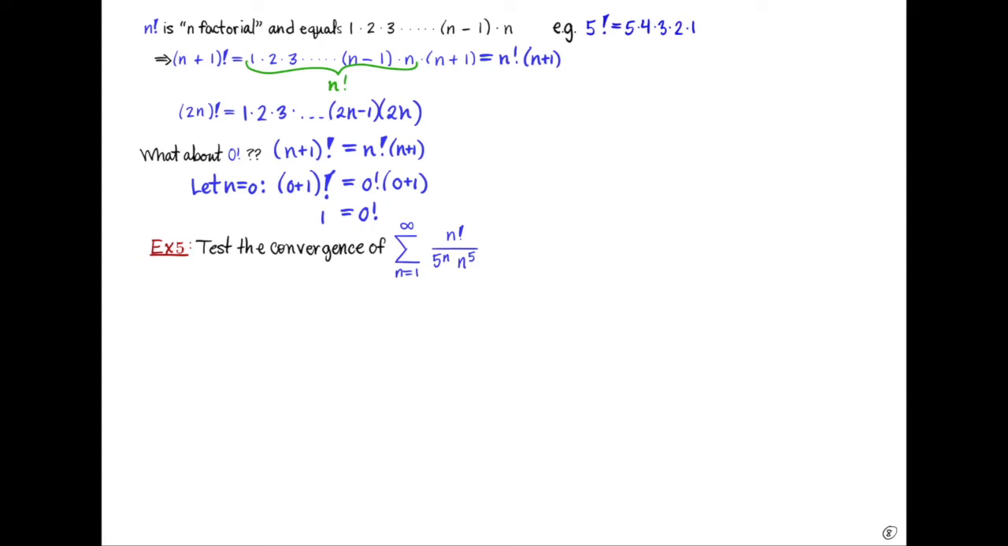Okay, so let's test the convergence of the series from 1 to infinity of n factorial over 5 to the n times n to the 5th. We have a factorial in the numerator and an exponential in the denominator. Either one alone would be enough to tell us to use the ratio test, but with the two combined, we for sure want to use the ratio test.